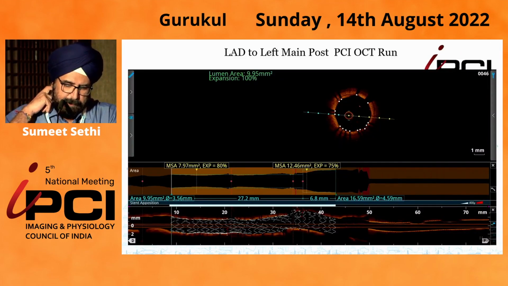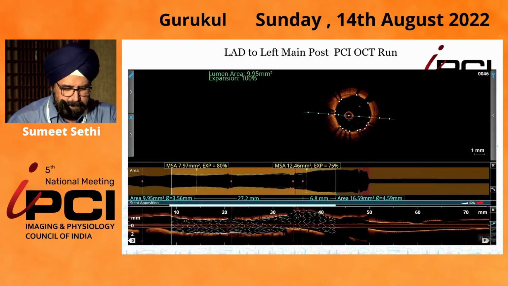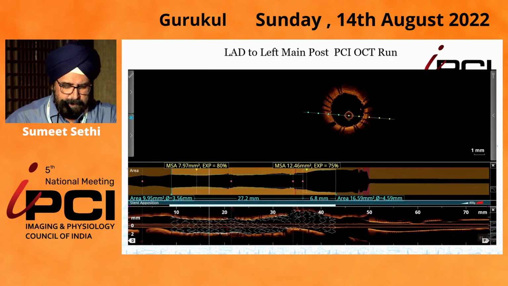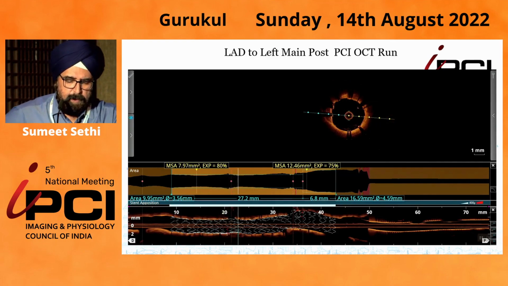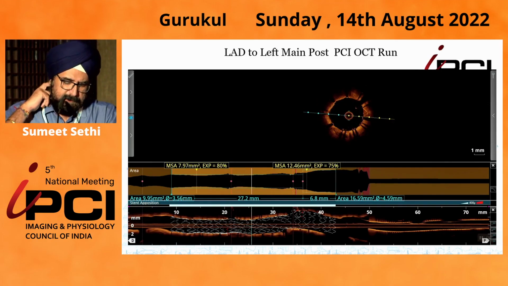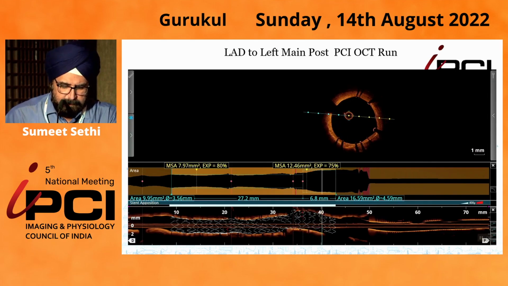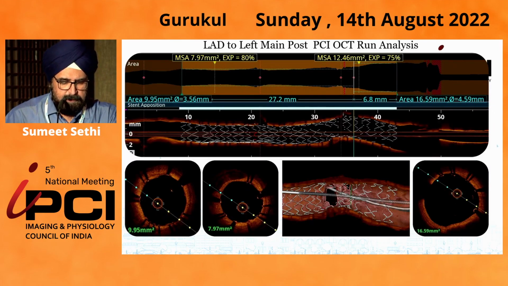This is the LAD to left main post PCI run, and we can see that looks fairly okay. No malapposition, good expansion, at least 80% all across. And when we come to the area of the ramus, where exactly the problem was, we see that it's a fairly decent looking result. And you can see the ramus ostium from the LAD run here, and yeah, some struts there, but nothing really dramatic the way it was looking earlier. So these are the still images.